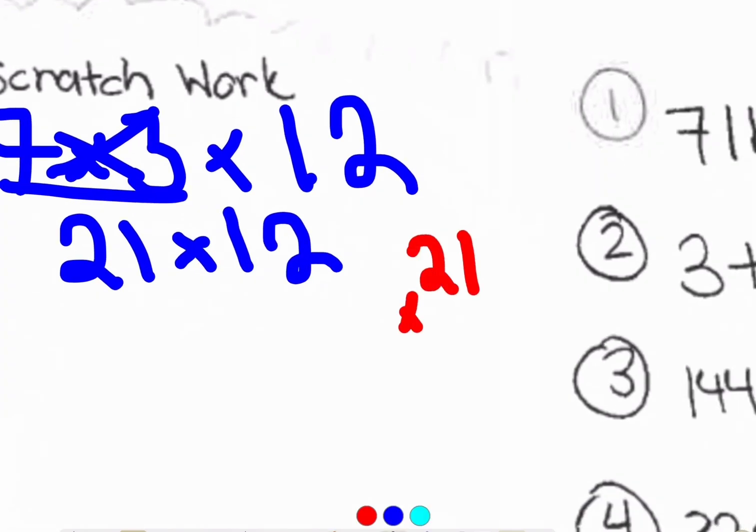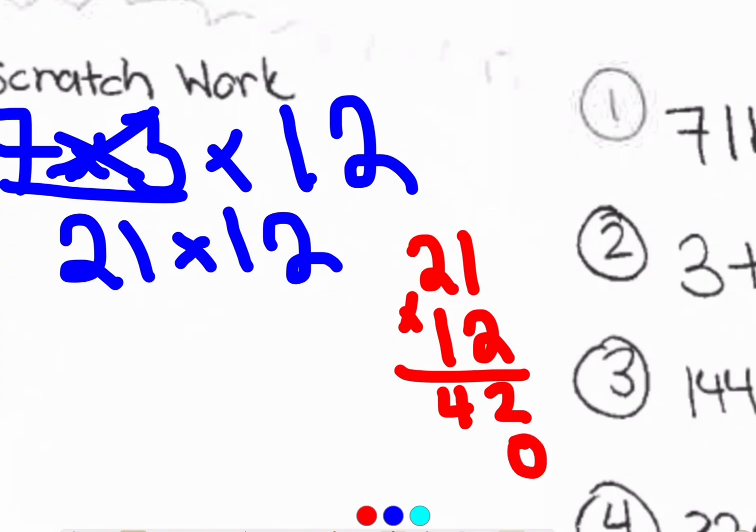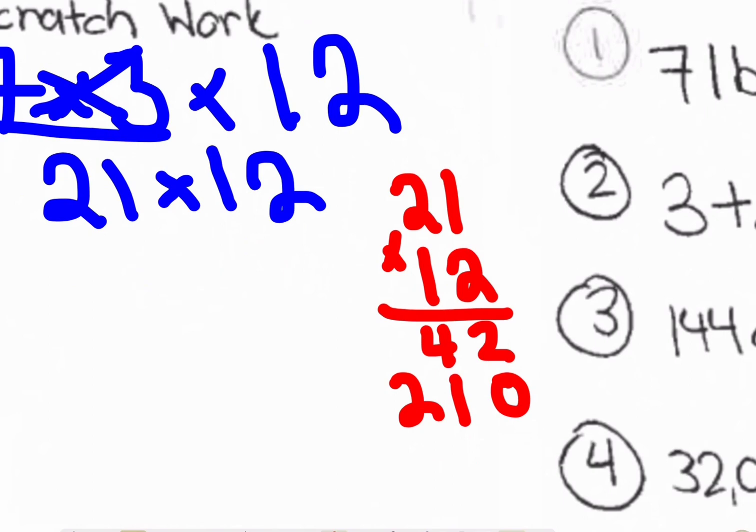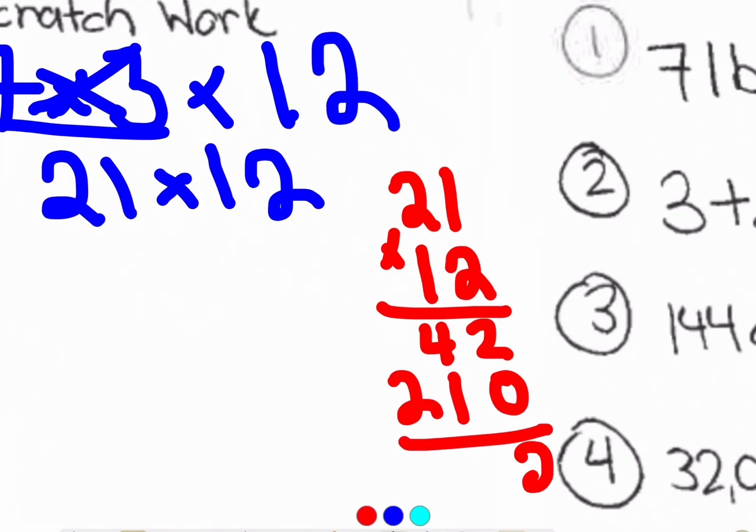What is 21 times 12? 2 times 1 is 2. 2 times 2 is 4. Skip a line and put a 0. 1 times 1 is 1. 1 times 2 is 2. And I need to add these two numbers.